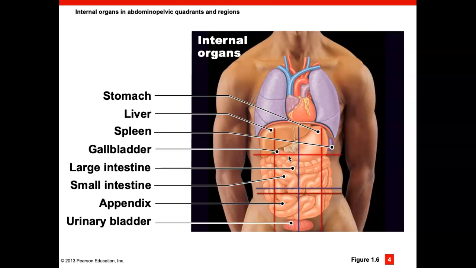The reason we have these subdivisions is so you can locate particular organs. You are not expected to memorize where organs are located, but you should be aware. So look here at the urinary bladder. This is in the hypogastric region, if we're talking about the 9 regions, but it's in the right lower quadrant and the left lower quadrant when we're talking about the quadrants. It shares those quadrants. So organs are in different quadrants and different regions.